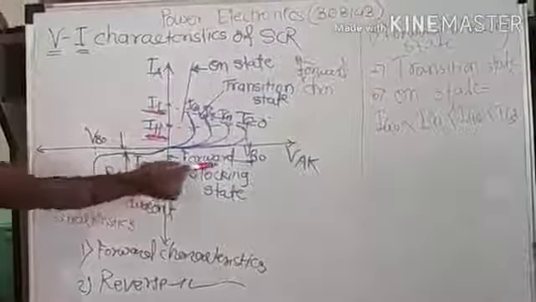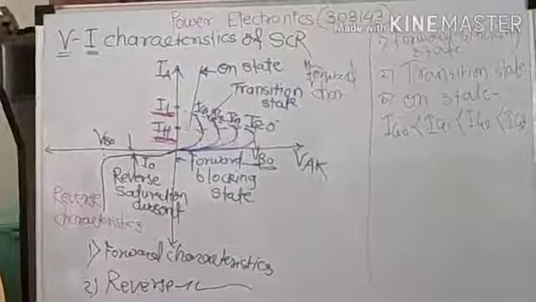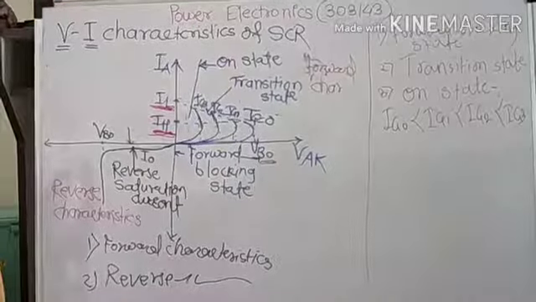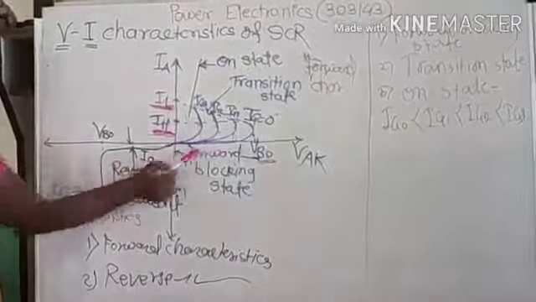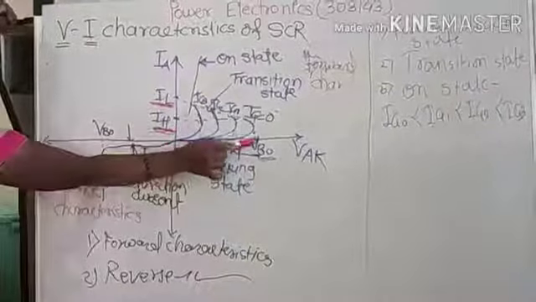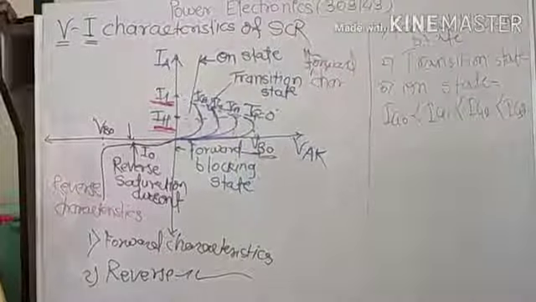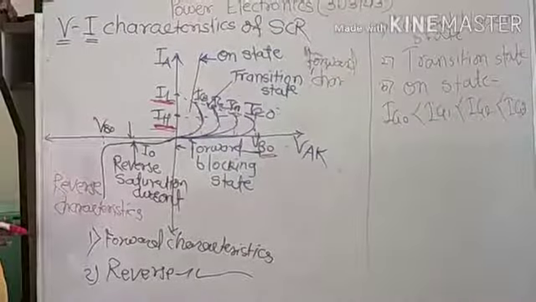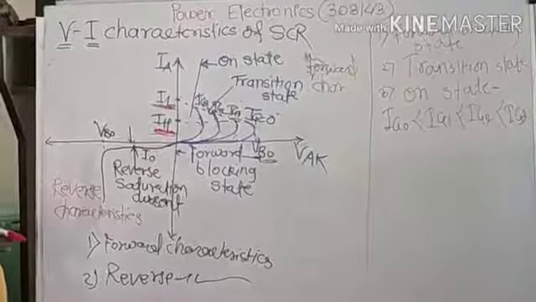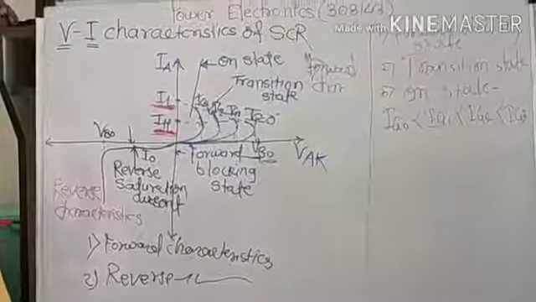Now, see breakover voltage. This VBO is called the breakover voltage. What is the breakover voltage? Breakover voltage is nothing but the voltage below which the SCR is in off condition. When the applied voltage is greater than this breakover voltage, then the SCR goes into on condition. In other words, this breakover voltage is also called the threshold voltage. This is the threshold value required for turning on the SCR. These are the VI characteristics.